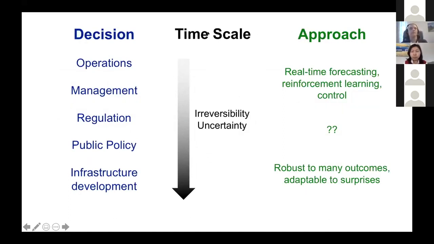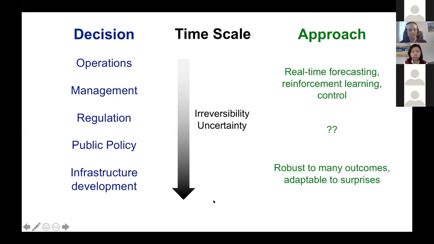And these operate over a wide range of timescales, from the daily all the way to multi-decadal. And as we increase the timescale, we typically have more irreversible decisions. We're making infrastructure decisions today that are going to be around for many decades. And also the uncertainty gets much larger.